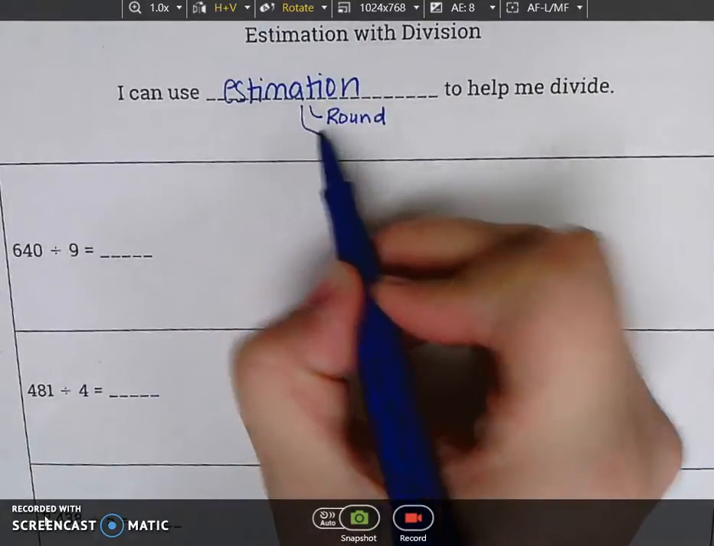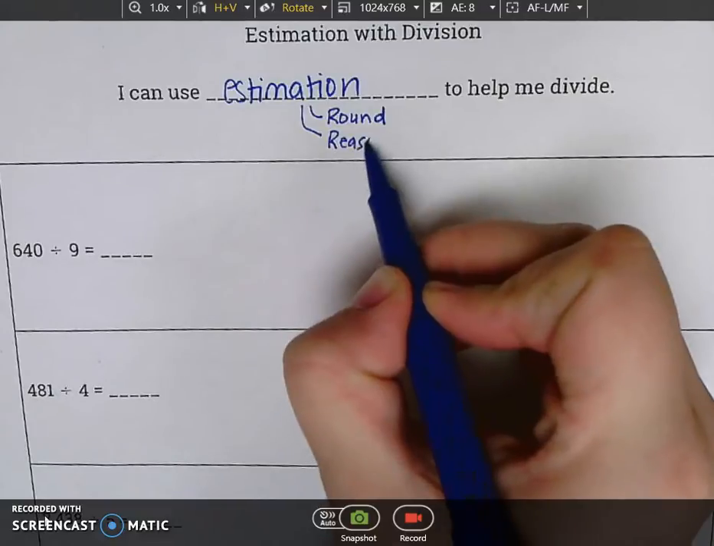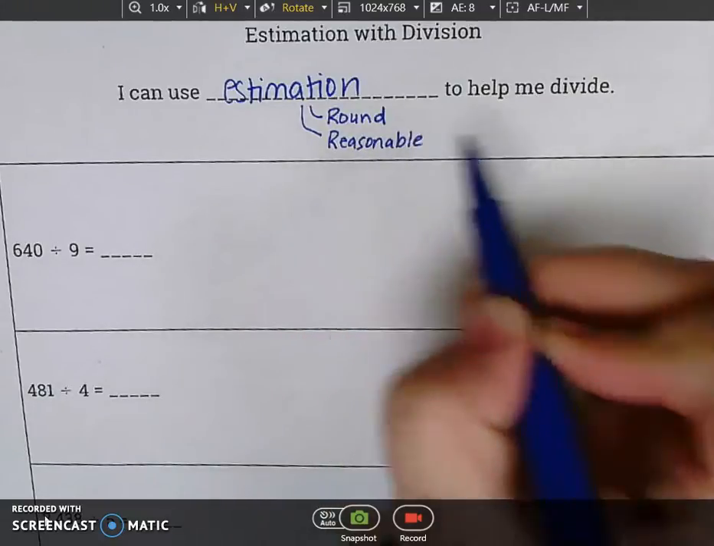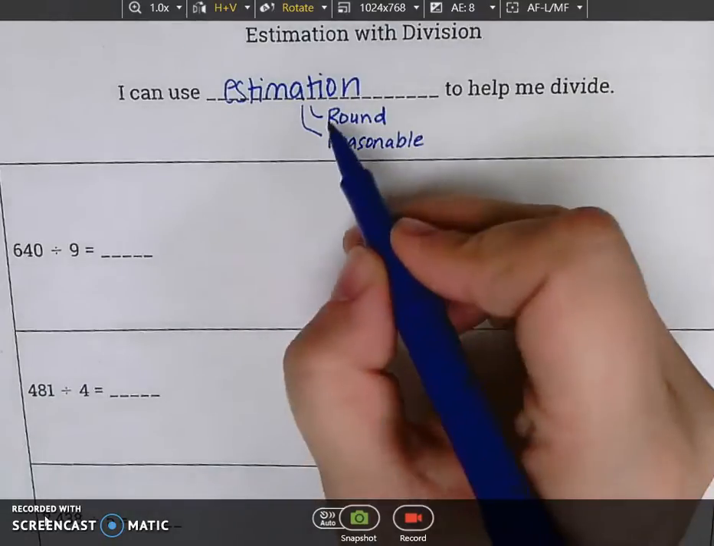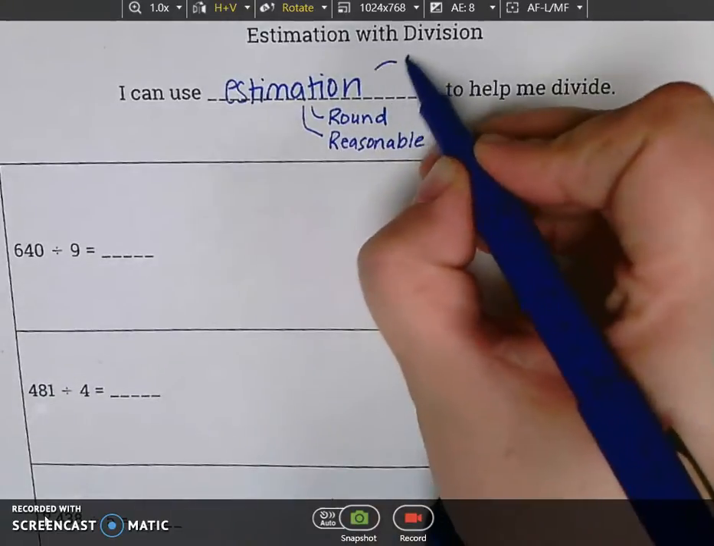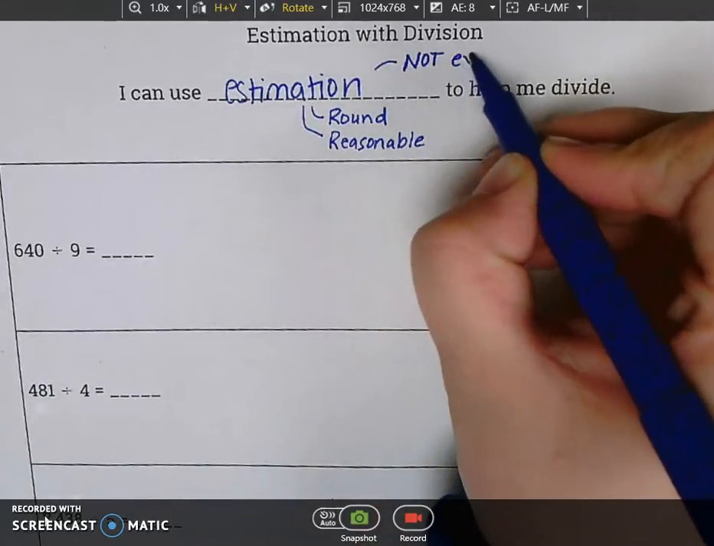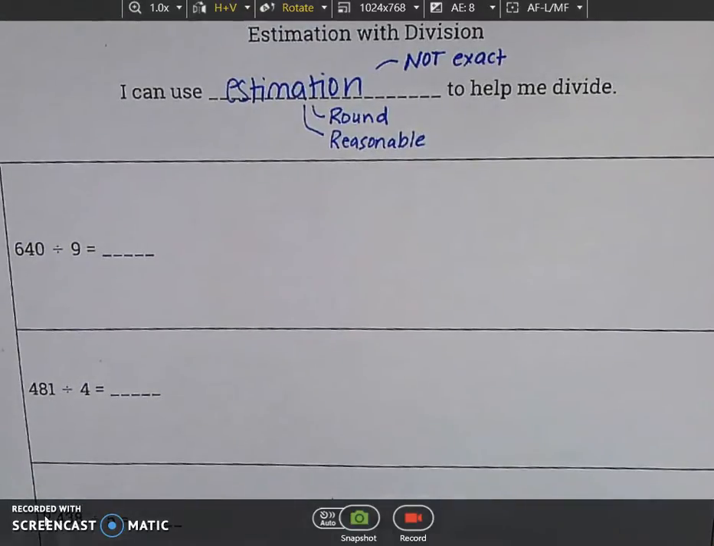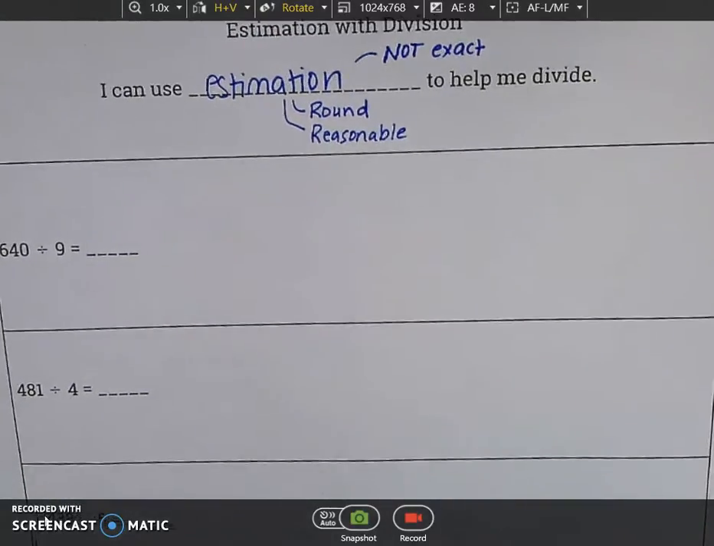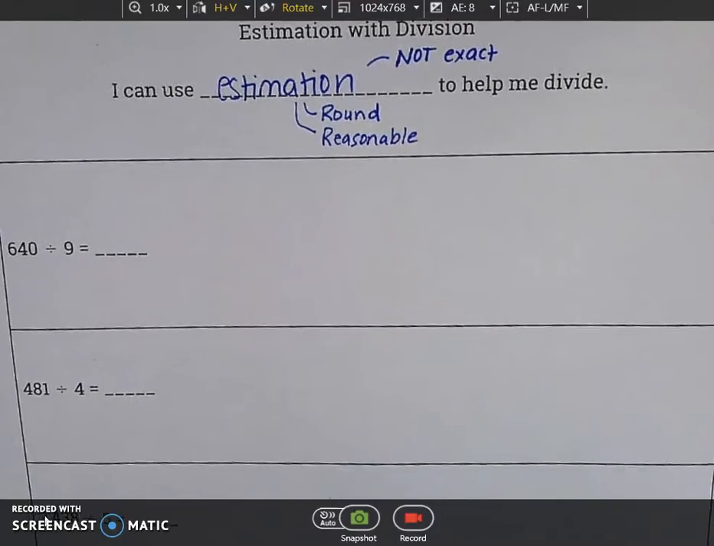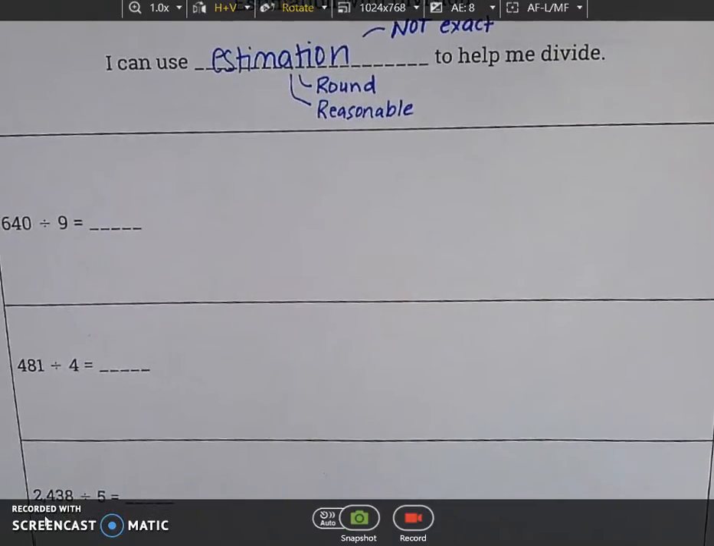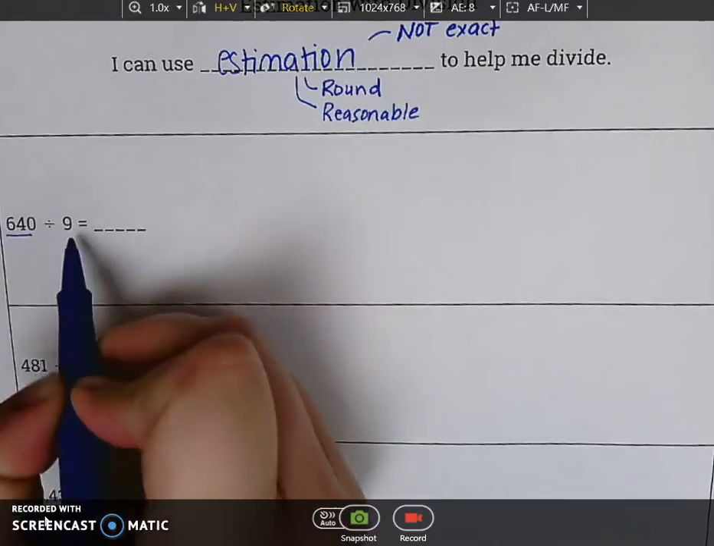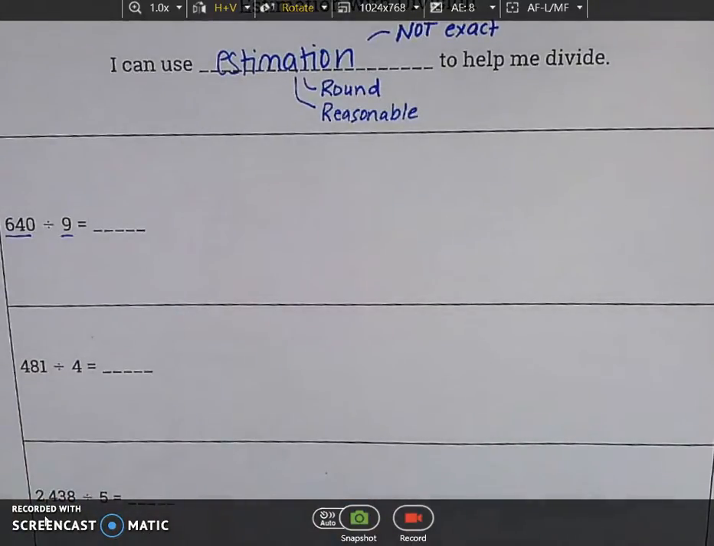Give me a reasonable number. An estimation is not an exact answer. I'm not wanting an exact answer here. I'm just wanting an estimate. I'm wanting something that's about what it would be if this were the exact number. So to do the first one, we're going to do 640 divided by 9.